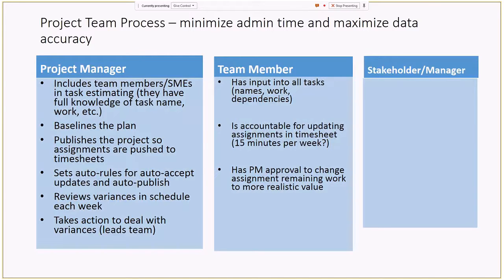Have PM approval to change the assignment remaining work to be more realistic. Now, this is where I'm going to have a real close conversation with each team member. You change your remaining work under these guidelines. Don't surprise me. But if we have an understanding, and I have great trust in you, that you're putting in important data, you might be changing the remaining work to a lesser amount. Good, my finish date's going to come in. You might be adding to it, and it's going to go out.